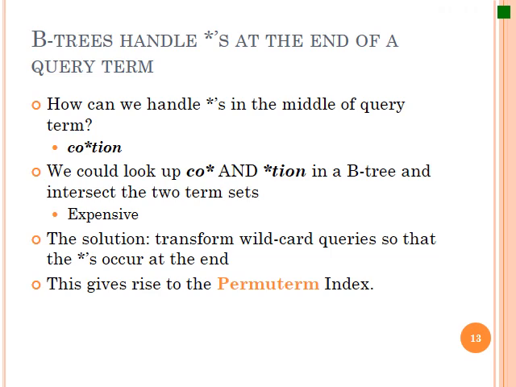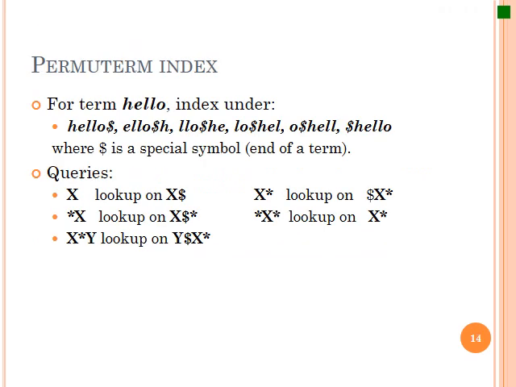So one solution is that we can transform the wildcard queries such that the star always appears at the end. The idea is that we can rotate this query in such a way that the star appears at the end. Once it appears at the end, we can use a normal B tree or binary tree to handle it. This idea is called the permuterm index. Let's see how we do this.